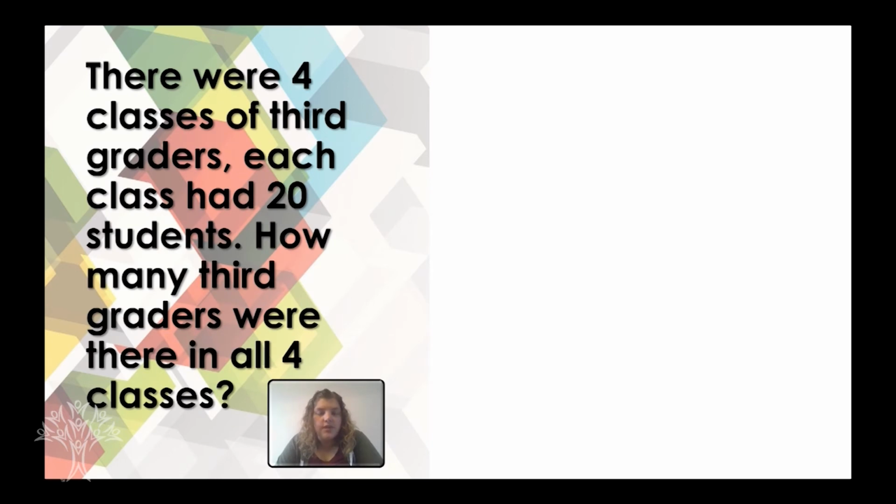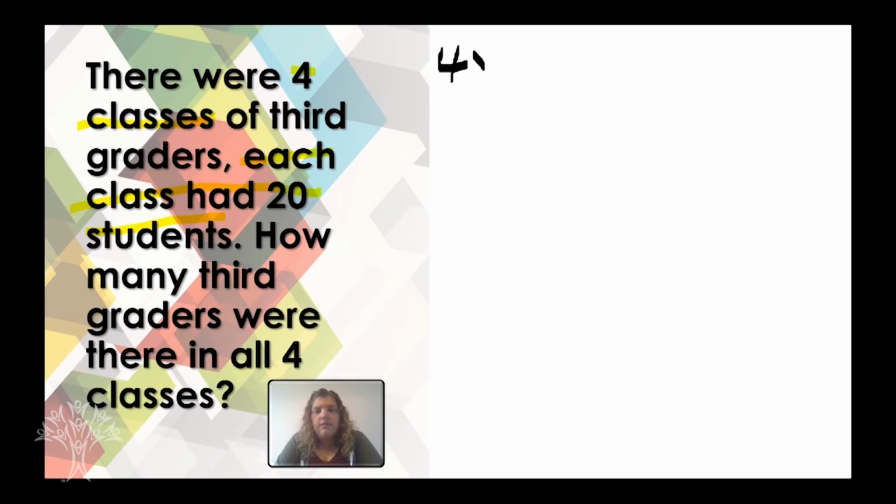Let's begin with this next one. Now, I want you to take a minute and realize these numbers in this problem are really large, but they're not too overwhelming for you. We're going to break it down and do it step by step. There were 4 classes of third graders. Each class had 20 students. How many third graders were there in all 4 classes? So, if that's my equation, what are my key facts? I have 4 classes, and I have 20 students in each class. So I have 4 groups of 20. That's what I know right now.